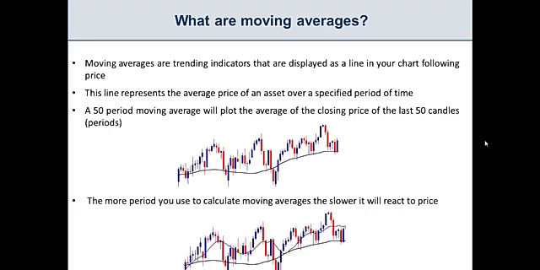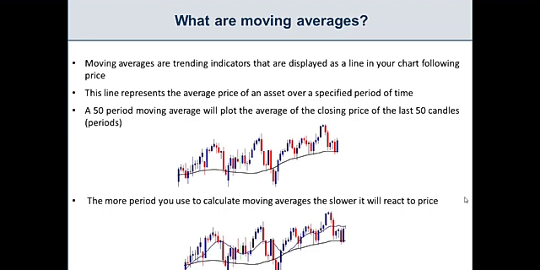Now, here's an example of the same chart using the 50-period moving average, which is the black line that you have here, and the blue line here is the 9-period moving average. As you can see, the moving average with fewer periods used to calculate it is reacting faster to price and is following price closer. Now, this doesn't mean that it is more reliable.